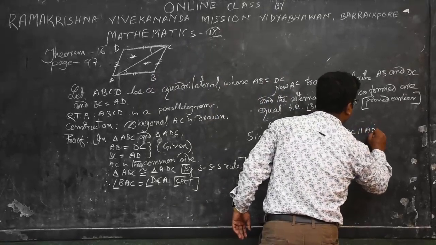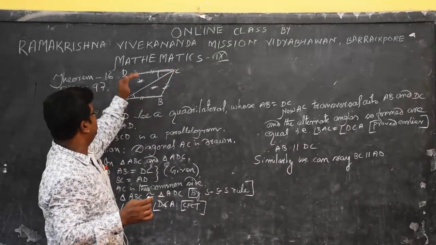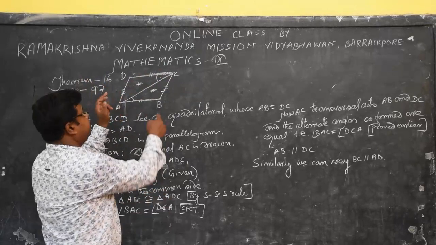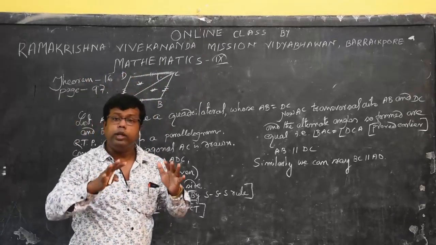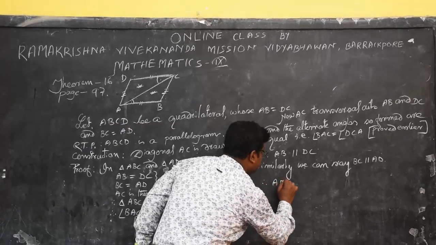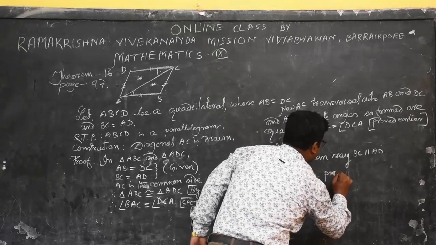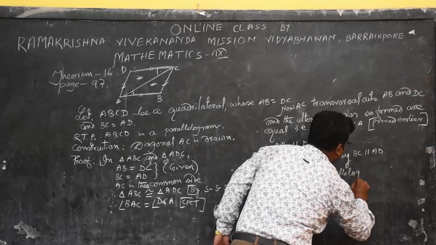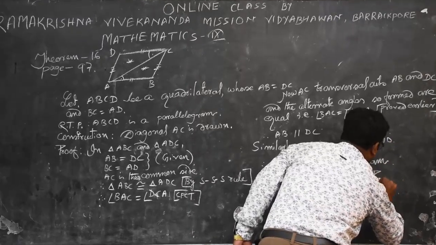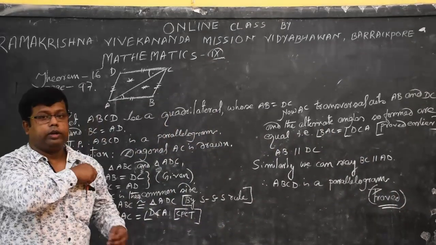Now see, in quadrilateral ABCD, AB parallel to DC. Similarly, we can prove AD parallel to BC. So the opposite sides of the quadrilateral are parallel to each other. So it is a parallelogram. Therefore, ABCD is a parallelogram. Okay, proved. Okay, it's completed.